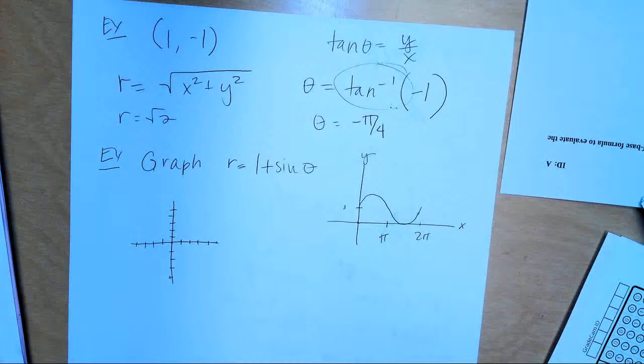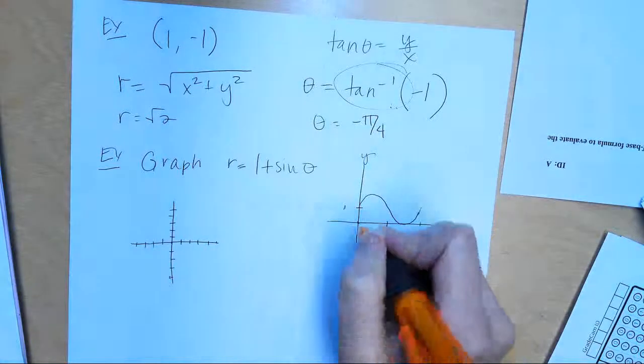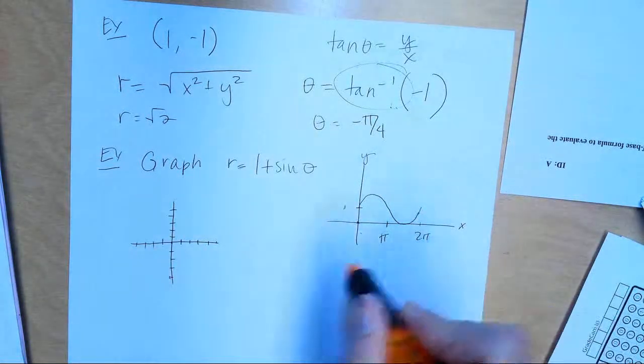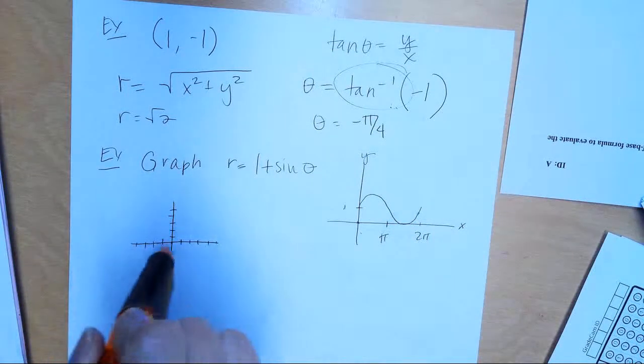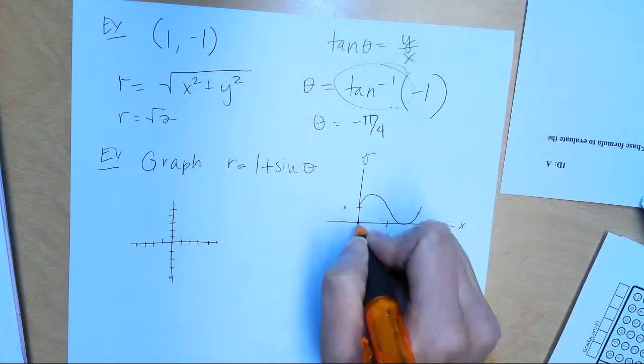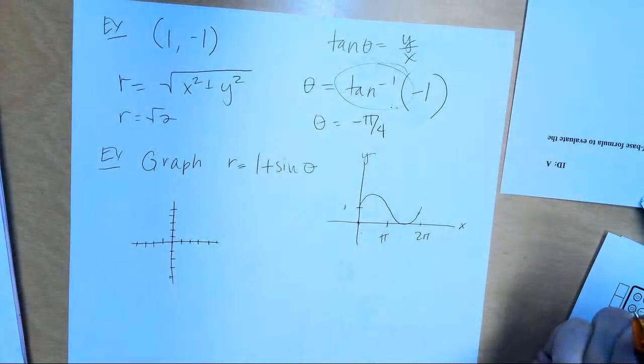The output is going to tell me how far away you are from the pole. So at 0, now these are angles. This also has something to do with angles. Okay, so at 0, how far are you away from the pole? Yeah, you're at 1.